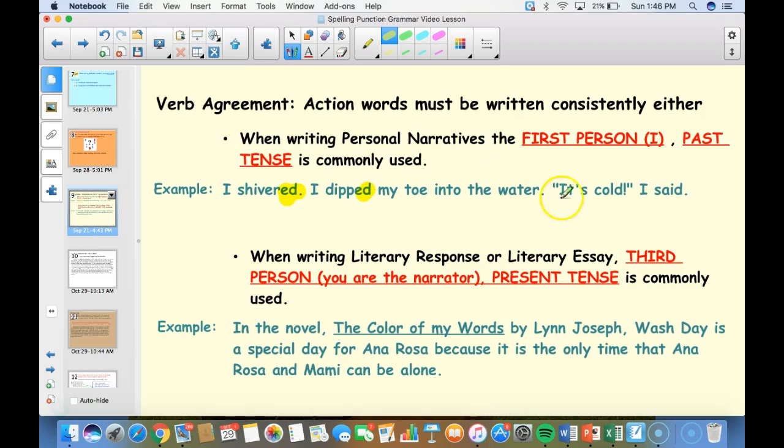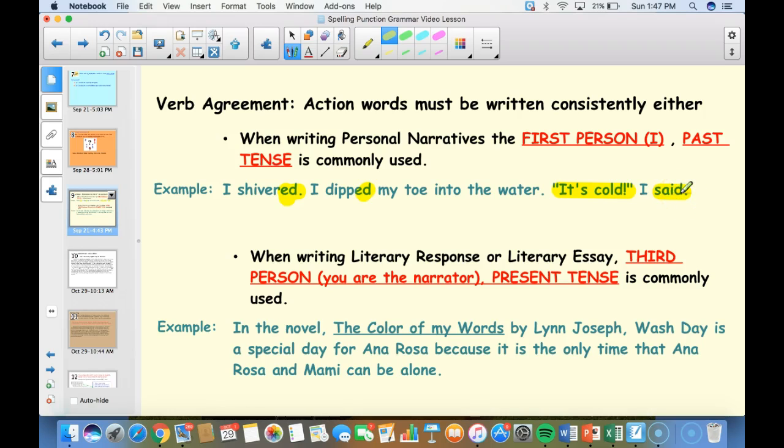Again, past tense. Here, where she's speaking out loud, where you're recalling any dialogue in your personal narrative, that's going to be written in the present tense because it is dialogue. You're writing about a memory that happened, but the dialogue is in the moment. And then after the dialogue, you go back to the past tense, I said.